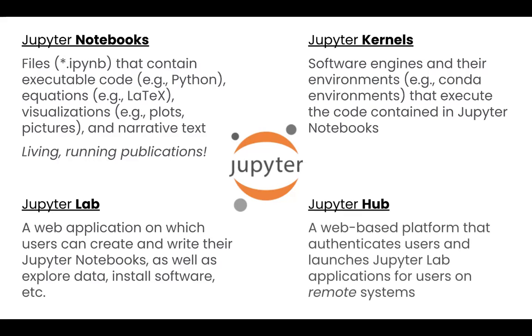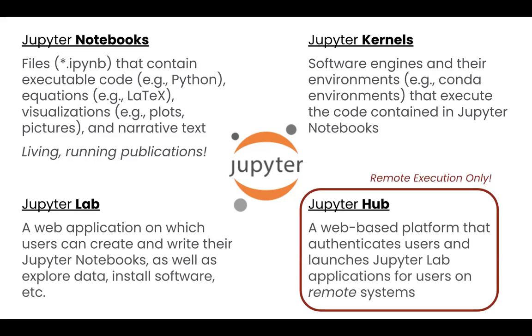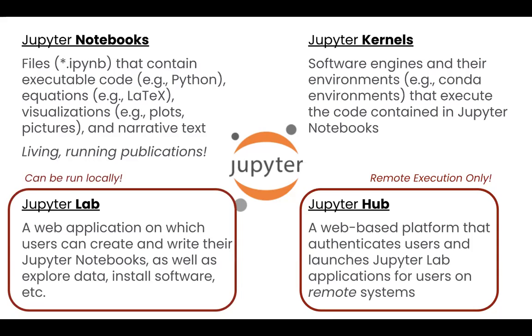And lastly is JupyterHub. This is the fourth component you may have actually heard of. JupyterHub is a means of authenticating users on a remote system and creating for them a JupyterLab running on that remote system. So in other words, JupyterHub is used for remote execution only. It's what gives you access and easily launches JupyterLab for you on the remote system. Whereas JupyterLab itself is what you would use to run locally. And that's what we're going to do today: run everything on our laptop.